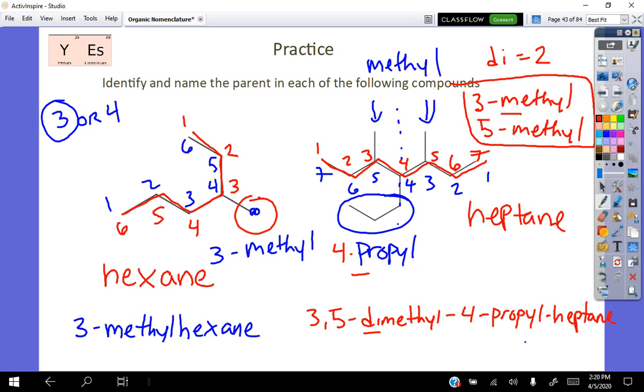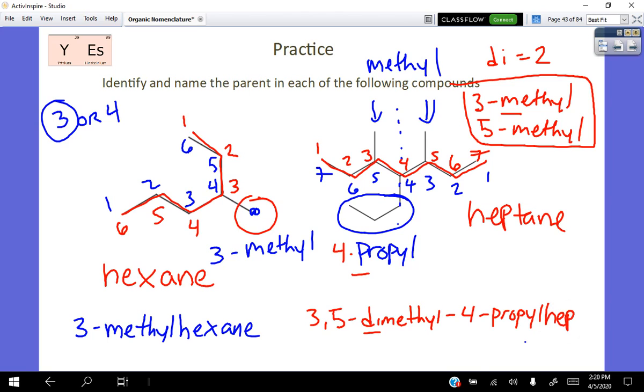Now I'll be honest, I put a dash in between propyl and hexane, or heptane, and I didn't need to do that, so I apologize. So I would just stop here. So the answer for this one is 3,5-dimethyl 4-propyl heptane. As you go through, you'll see it's pretty systematic. You start with the parent chain, then you work on your numbering, then you name your branches, and then you put the numbers with the branches, and you alphabetize your branches, and you put it all together. It's the same system every time.